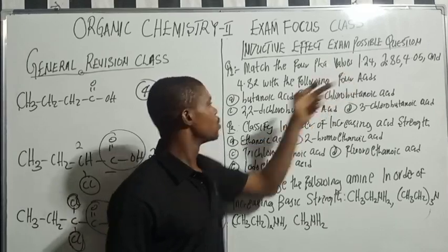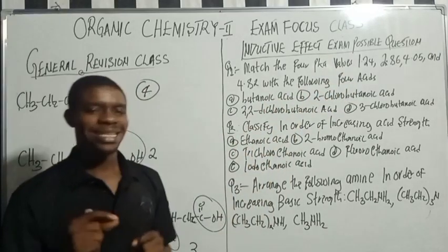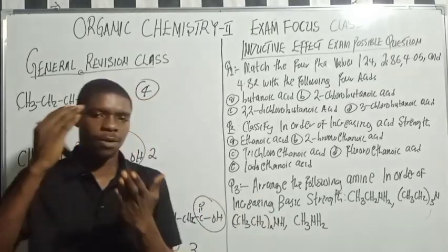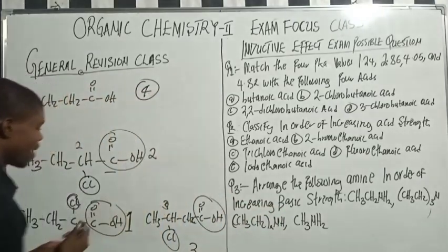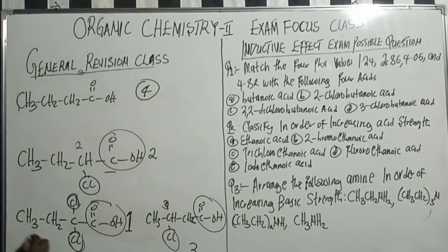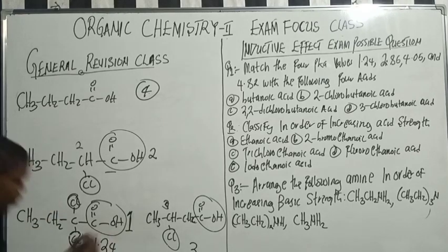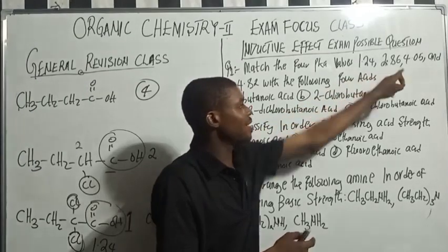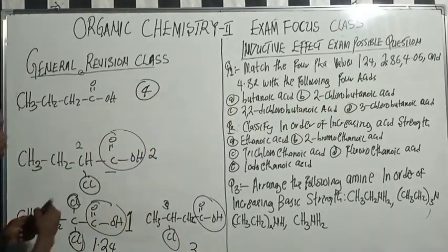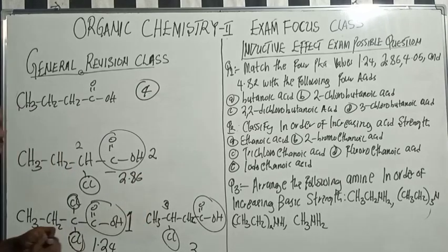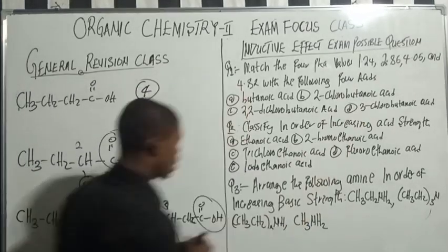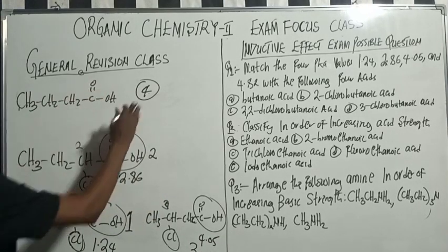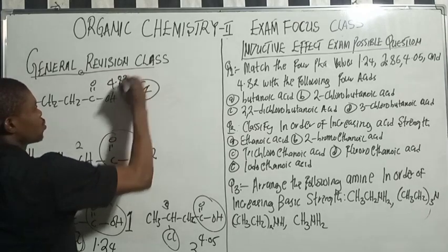So the question should be to match the 4 pKa values with the following acids. Remember I told you that the strongest acid is going to have the lowest pKa value. So the lowest pKa value is going to be assigned to this guy here. So here is going to be 1.24. Do you see that? Now my second one here is going to have 2.86. Now the third one is going to be this one here, 4.05, and the last one, which is going to be the weakest acid, is going to be 4.812. Do you see that?